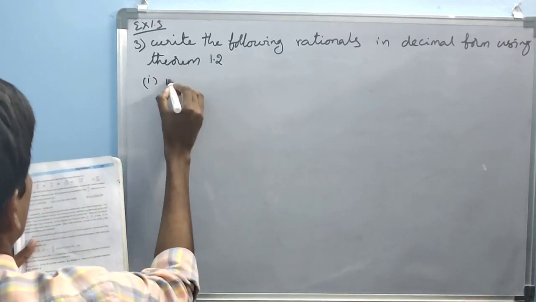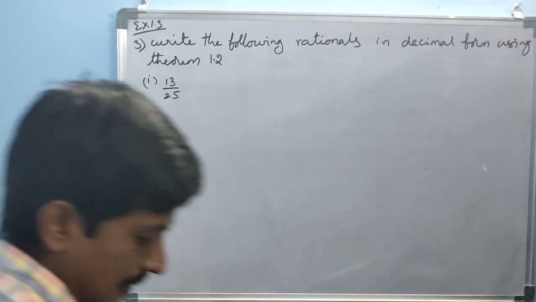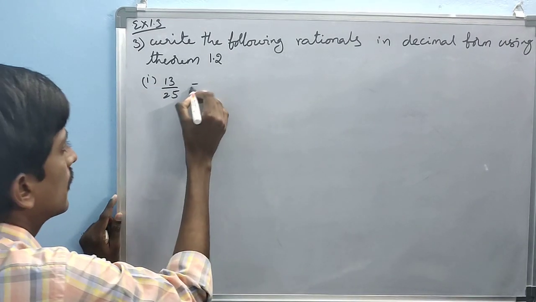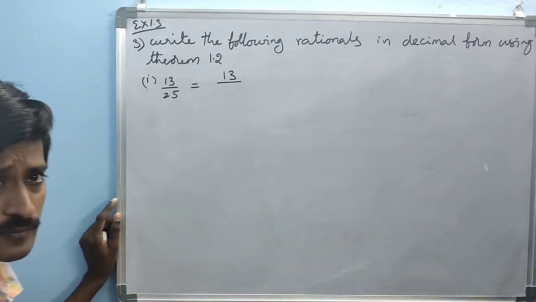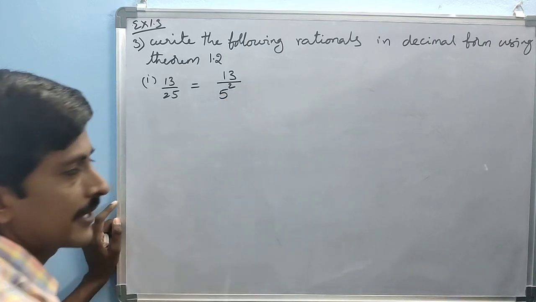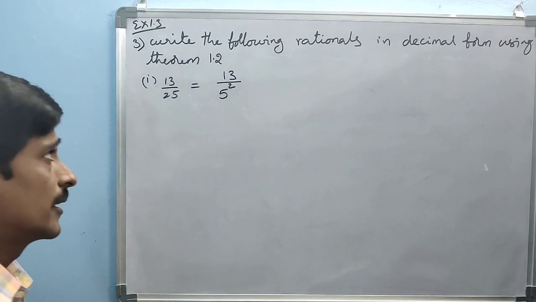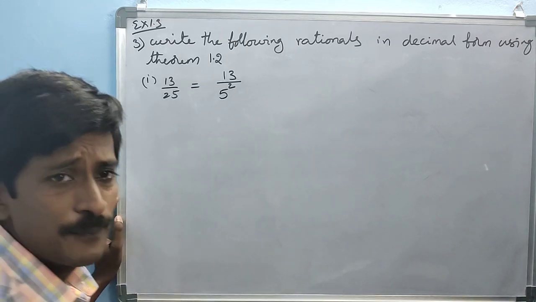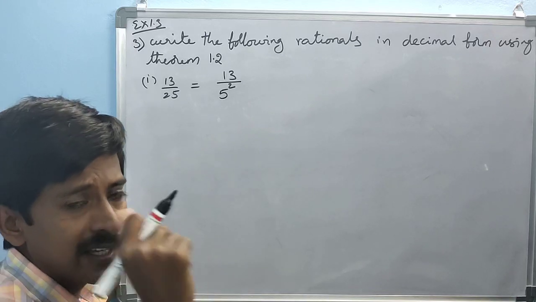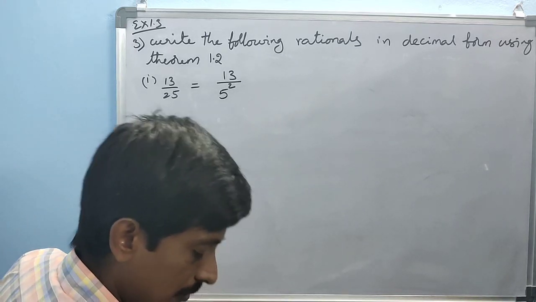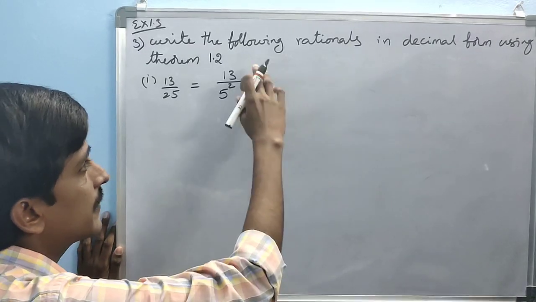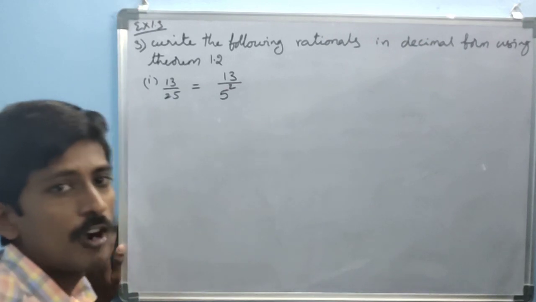First one, 13 by 25. Already this problem is completed. Once I look at the board, 13 by 25, we can recognize 5 into 5, that is 5 square. In the denominator, we can write it in the form of 2 power n into 5 power m. If you write like this, the rational can be converted into decimal form.